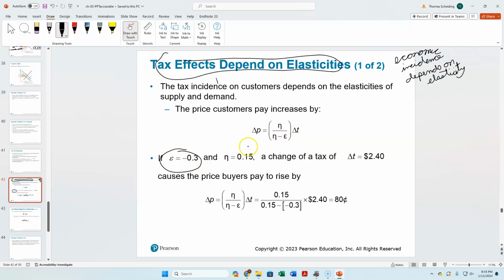We've got a price elasticity of demand here. We've got a supply elasticity here. We've got a change in taxes here. It's not hard to solve this, gang. All we got to do is start substituting things in, right? There's our price elasticity of demand. There's our supply elasticity. And there's our tax.